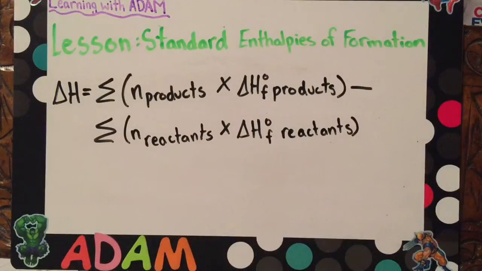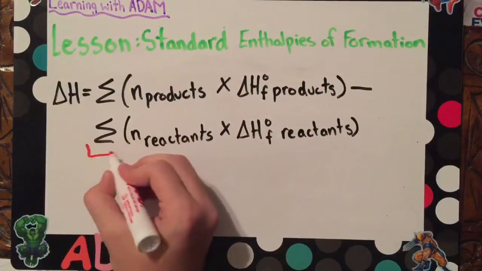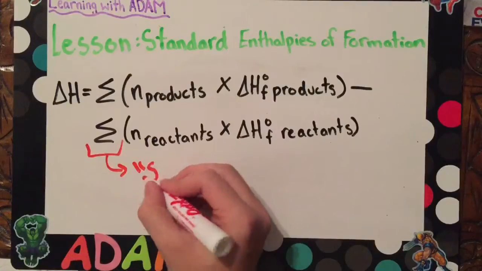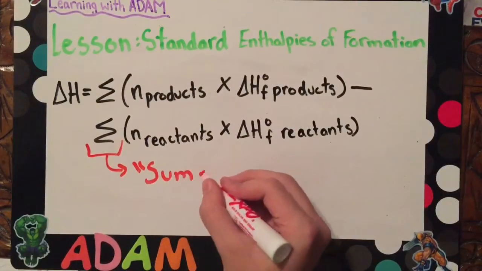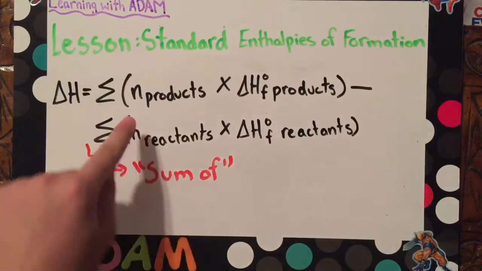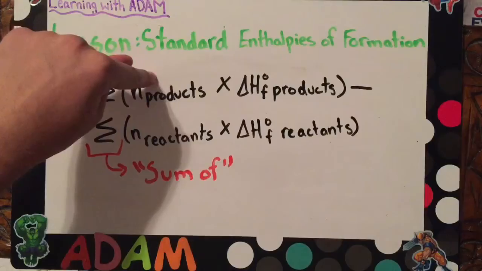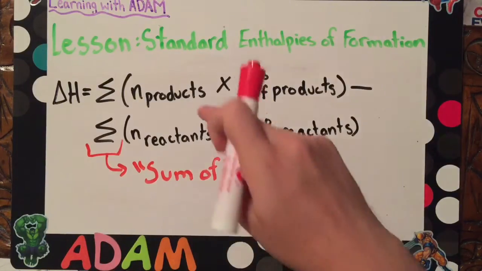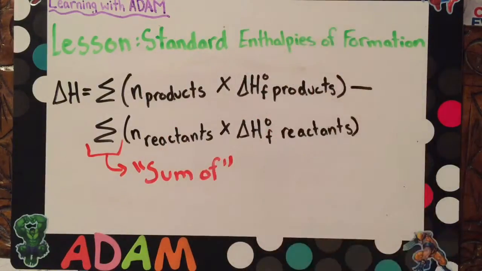Now just to explain this equation. This symbol right here is known as the sum of. So if you have a product, you have to find the moles of the product and multiply by the enthalpy of formation of that product. If you had another product as well, if you had 2 for example, you'd do the same thing for the second product, and then you'd add them both together.